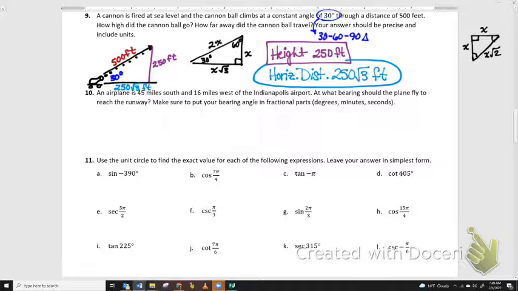Let's go ahead and do 10, and then I know you said you wanted to do 7, and then I'm happy to do anything else you guys want to look at. An airplane is 45 miles south and 16 miles west of the Indianapolis airport. So I'm going to draw my airport on here. And the airplane is southwest of there. Oh, okay. Yeah, I was visualizing that wrong. The plane is going to fly to the airport.